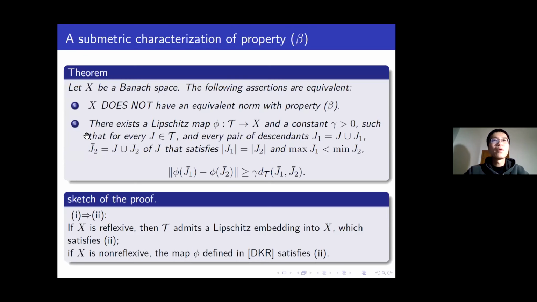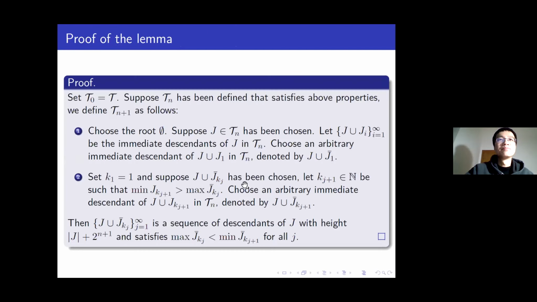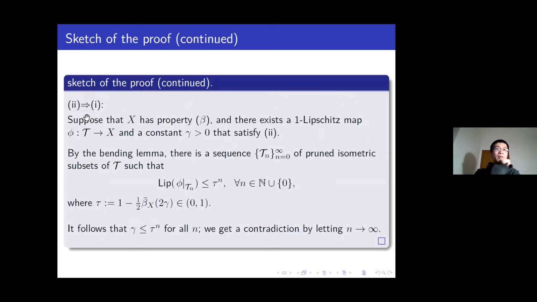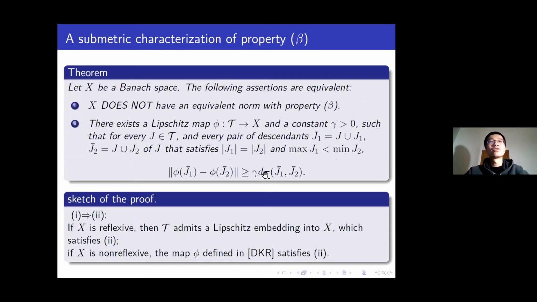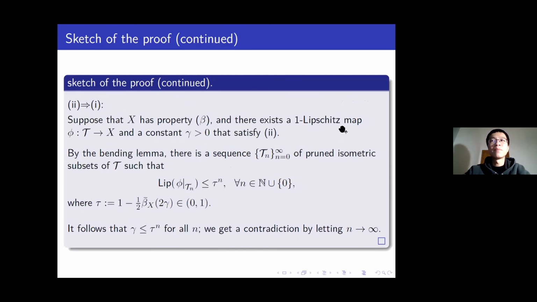For 2 implies 1, we use the self-improvement argument, as I said. Suppose, by contradiction, X has an equivalent norm with property beta, and you can find a Lipschitz map phi from the countably branching tree into X that satisfies item 2. Then by the bending lemma, you can find a sequence of Tn, as I mentioned in the lemma.